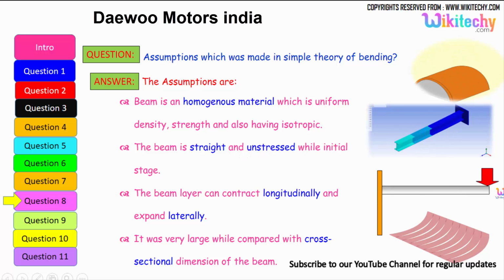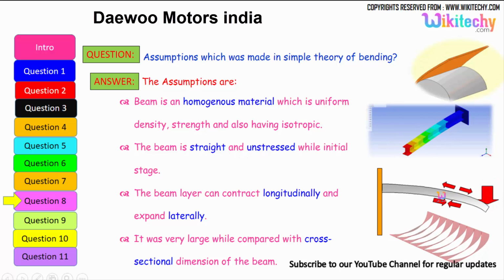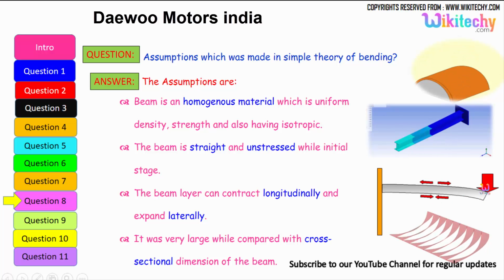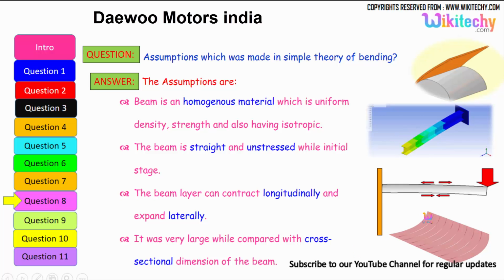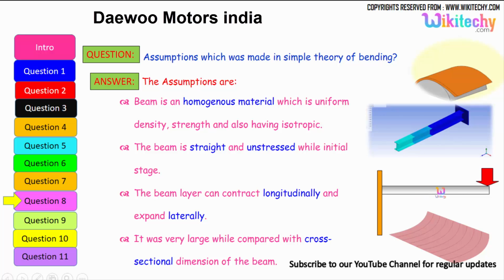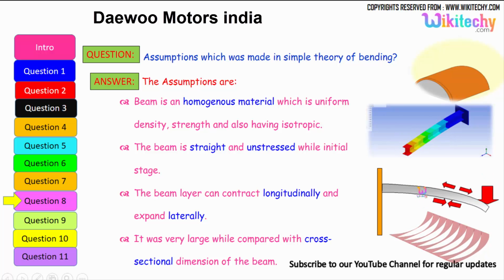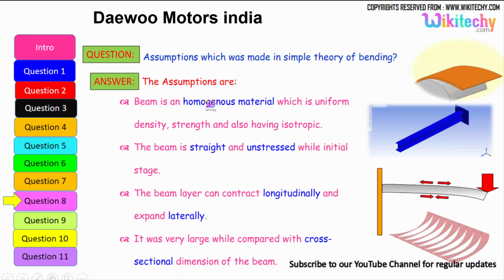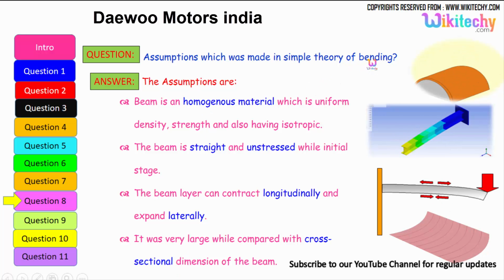The beam can contract longitudinally and expand laterally. The span should be very large when compared with the cross-sectional dimension of the beam. These are some of the assumptions we have to make for the theory of bending.